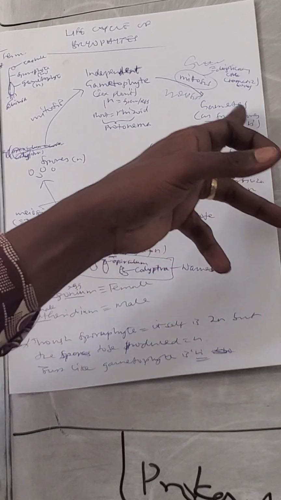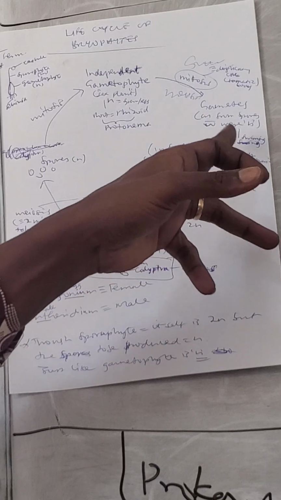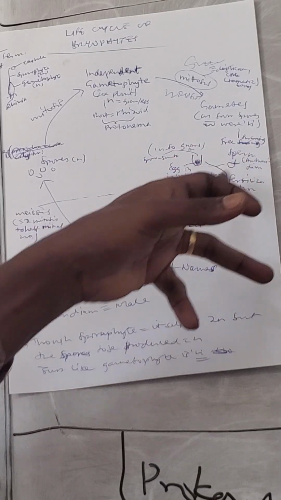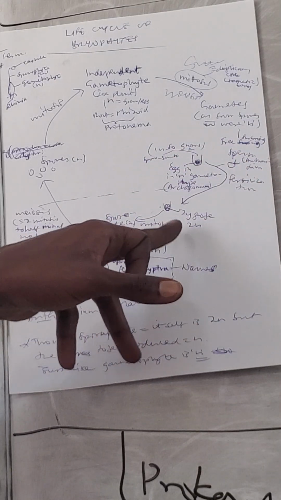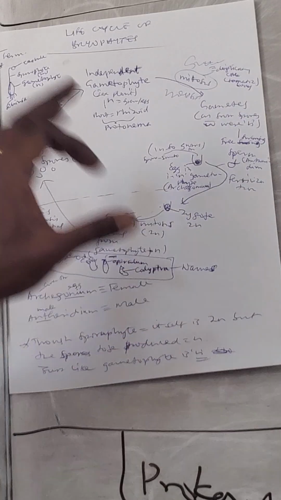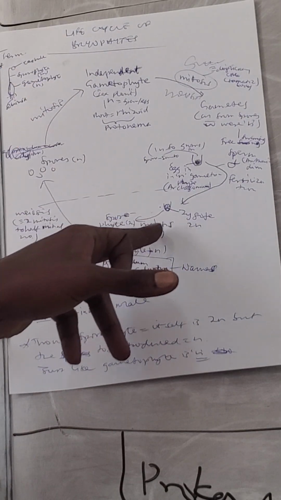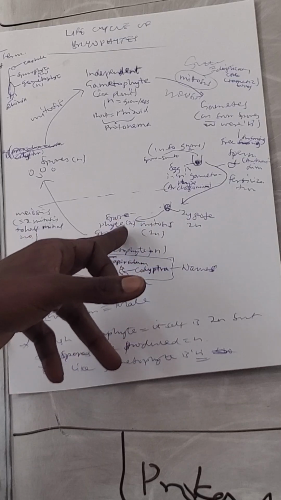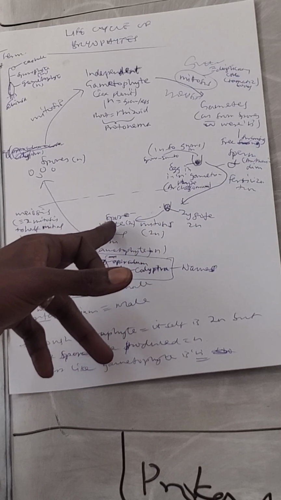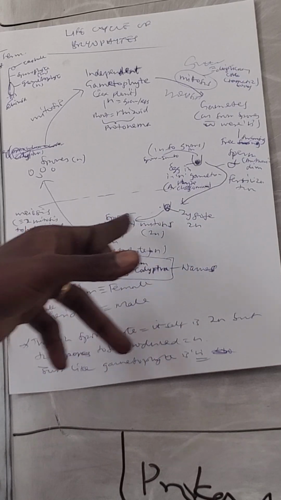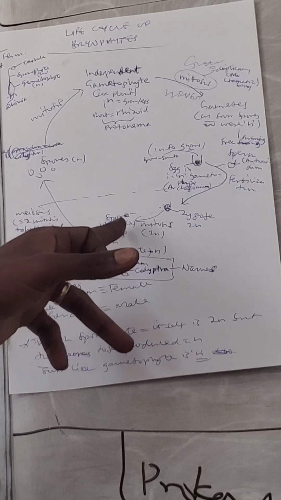These are free living, okay? Or free swimming kind of things. So they swim and then come together to form a zygote. At this point, this zygote is 2N. That is for bryophyte, it's 2N here. And then it will also undergo mitosis, because 2N to 2N will be mitosis, so it forms a sporophyte.